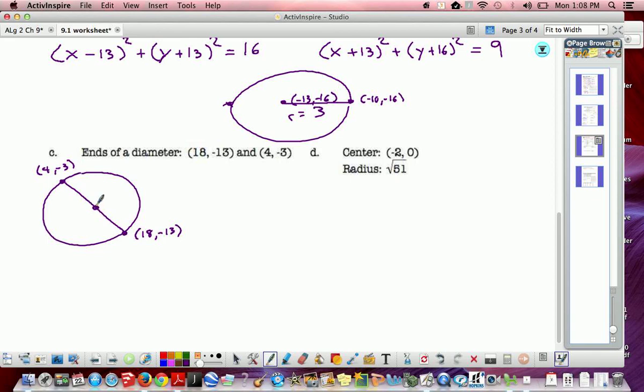One of the things I could do is use the midpoint to find the center. So to get the center, I'm going to use the midpoint. That means I just add the x coordinates, divide by 2, add the y coordinates, divide by 2. So my center is going to be at (11, -8).